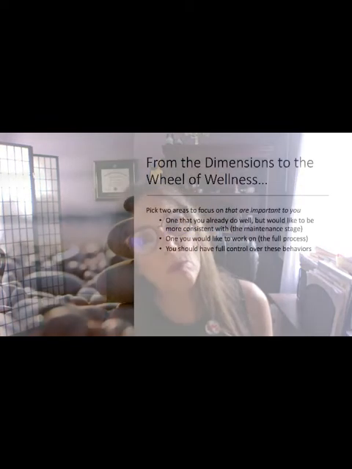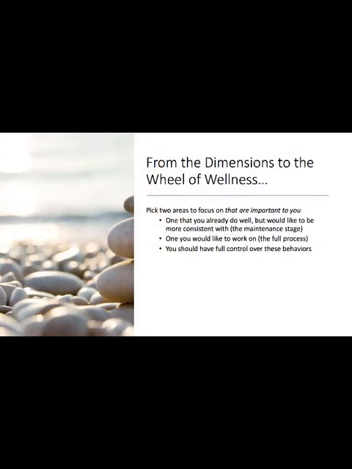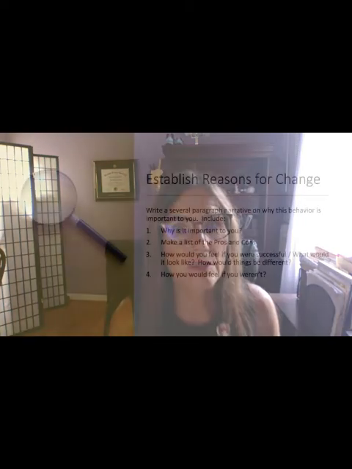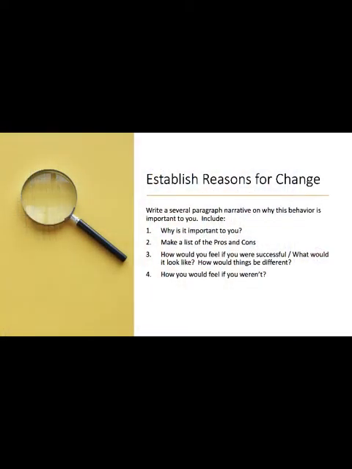And so again, we started with what are the dimensions of wellness? What are kind of the sub areas of dimensions of wellness? Where are you strong? What things would you like to work on? Getting to identifying very specific behaviors, and then identifying behaviors that you would actually like to work on, and then writing reasons why. Right? Because those are the reasons that are going to keep us motivated.